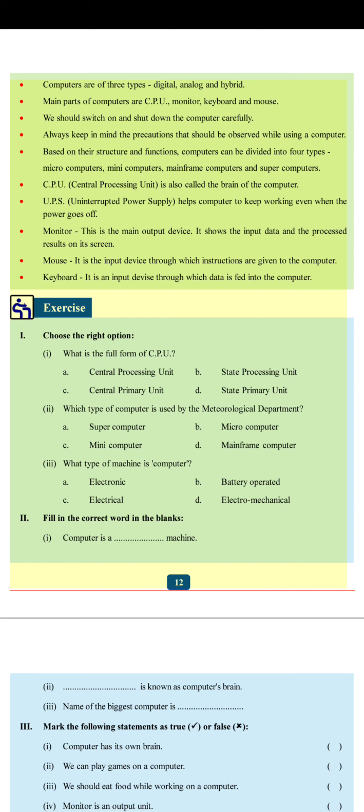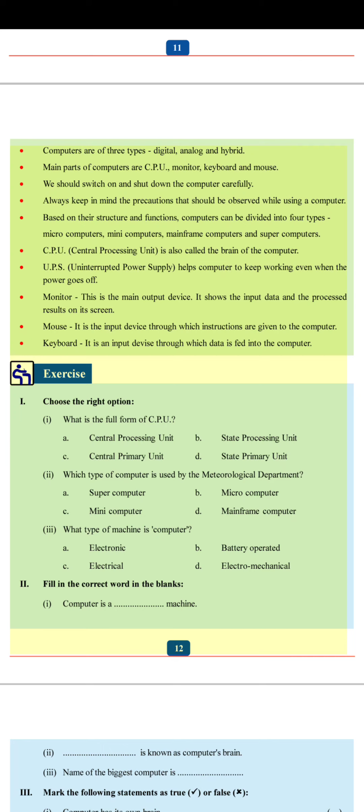Based on their structure and functions, computers can be divided into four types: microcomputers, mini-computers, mainframe computers and supercomputers. CPU, Central Processing Unit, is also called the brain of the computer. UPS, uninterrupted power supply, helps computer to keep working even when the power goes off.